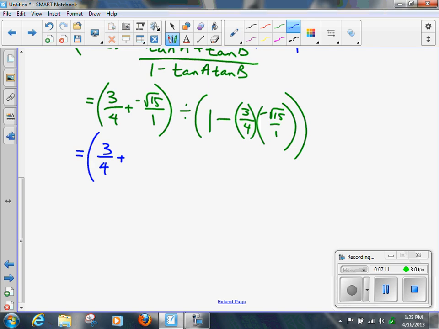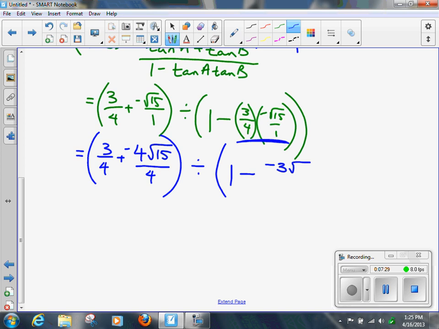3/4 plus. Don't I have to have like denominators? Do I? Everybody cool? Divided by 1 minus. Folks, you're multiplying fractions, so multiply straight across. Negative 3 root 15 over 4. Right on? Now, this is like a 3D movie to me because it's jumping out at me. What's jumping out at me? The minus the negative becomes a what? Plus a positive. So I'm going to fix that.